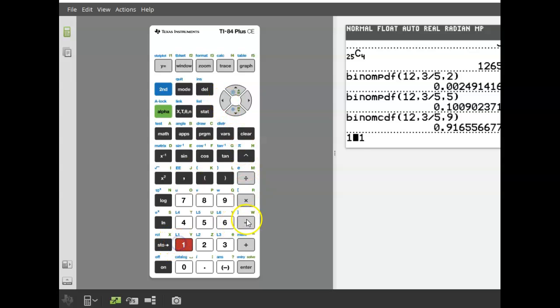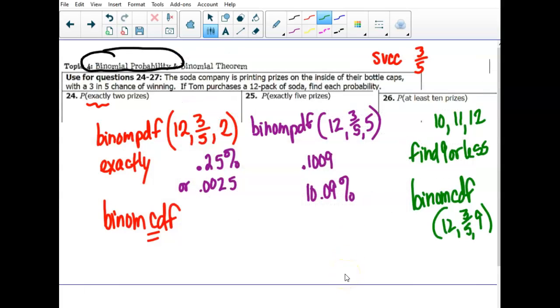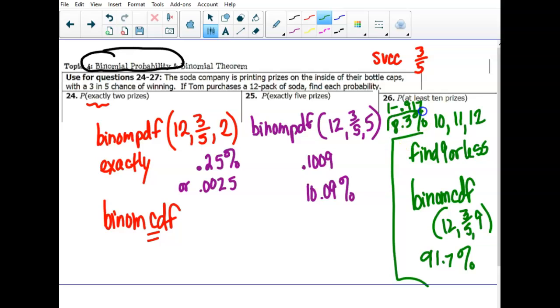I don't want to get a negative and confuse you. So 9 or less is 91.7, which leaves 8.3 to be 10 or more. So this answer, which is more likely to be on the quiz, was 91.7. But this answer would have been 1 minus 0.917, or what was it, guys? 8.3? Really good chance that he's got 9 or less winners, right? But at least 10 prizes, that's pretty low chance. All right.